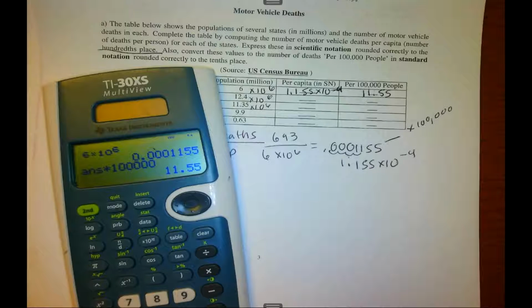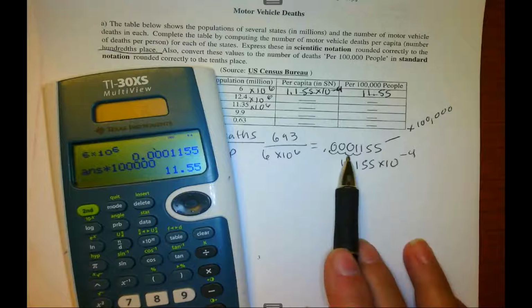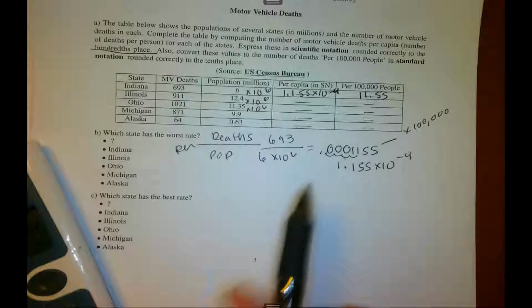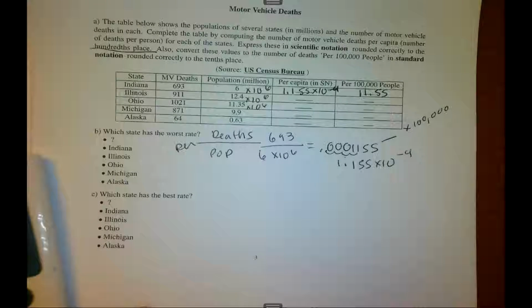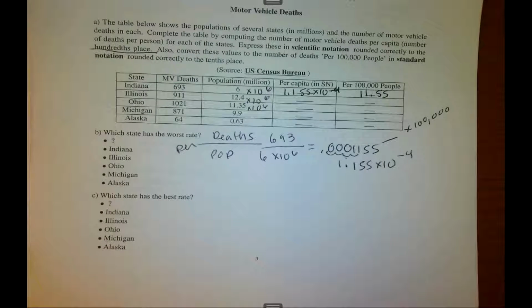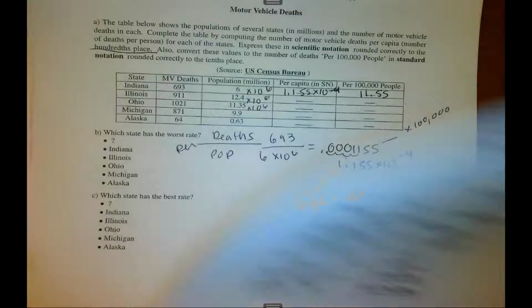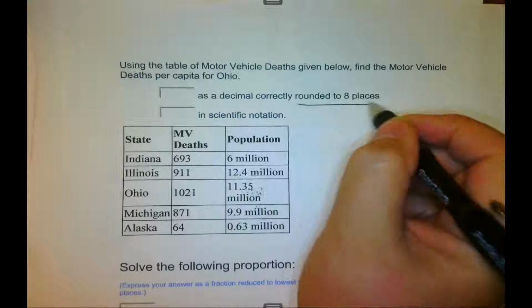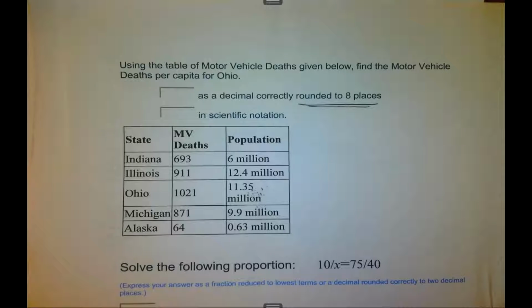If they said how many per 1,000 people, you just would have multiplied this decimal by 1,000. Okay? And that's what you do for all of these. I'd like to do more, but we're going to run out of time. That is your first quiz question. But be careful, you got to round this to 8 decimal places. Then you put it in scientific notation.